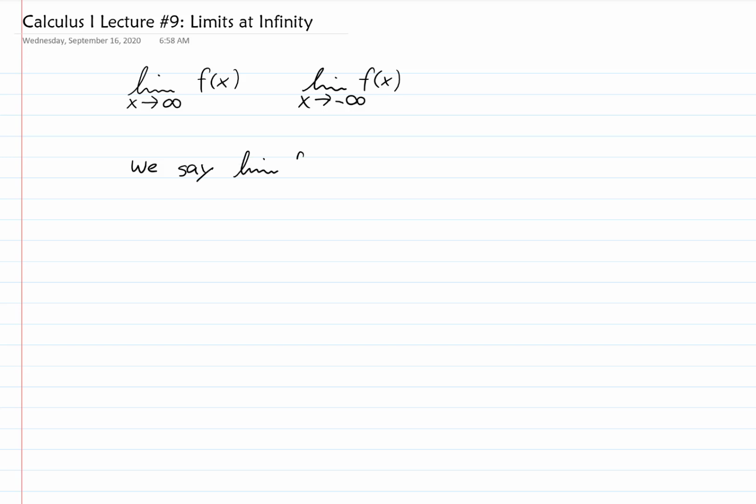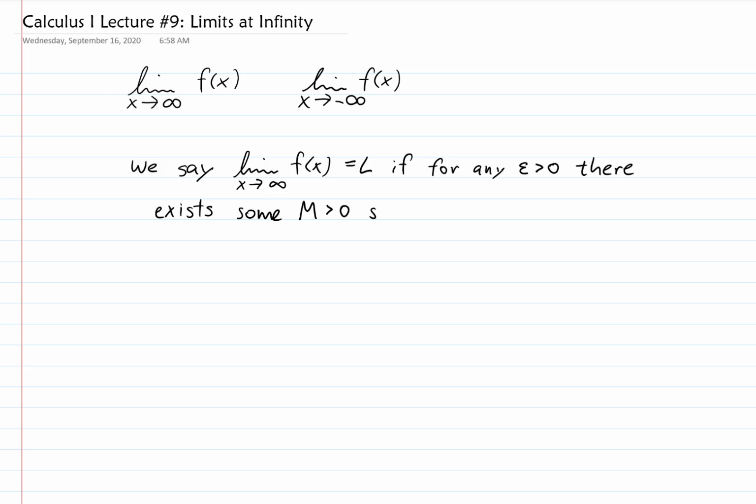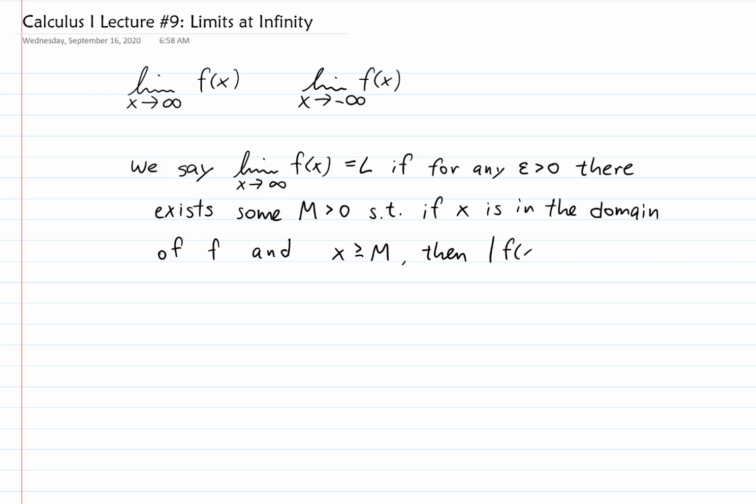We say the limit of f of x as x goes to infinity equals L if for any epsilon greater than 0 there exists some m greater than 0 such that if x is in the domain of f and x is equal to or greater than m, then the distance between f of x and L is less than epsilon.